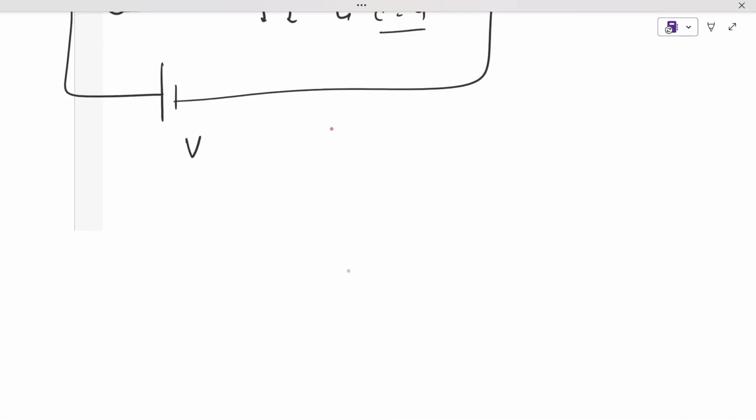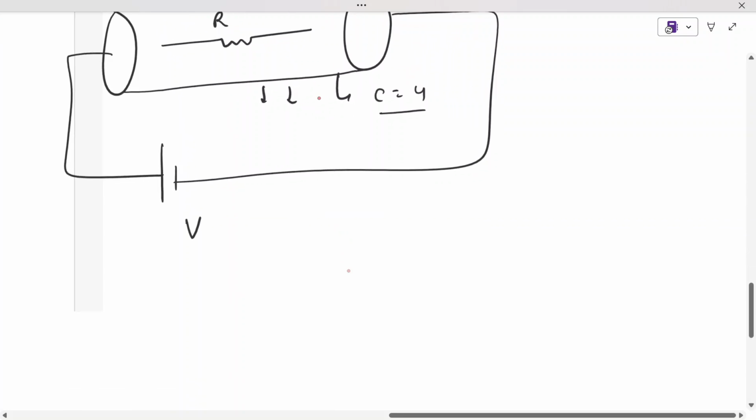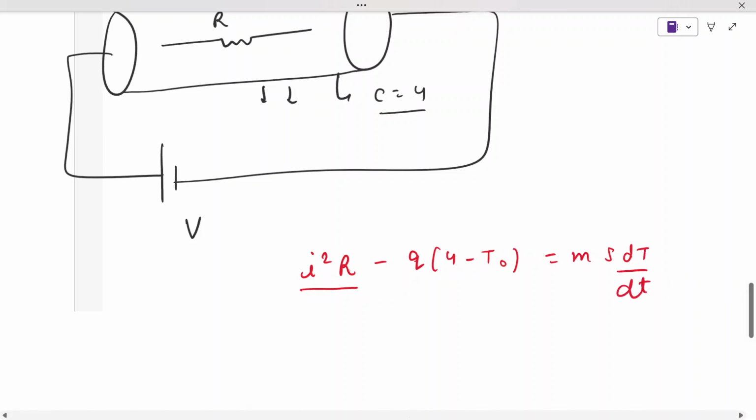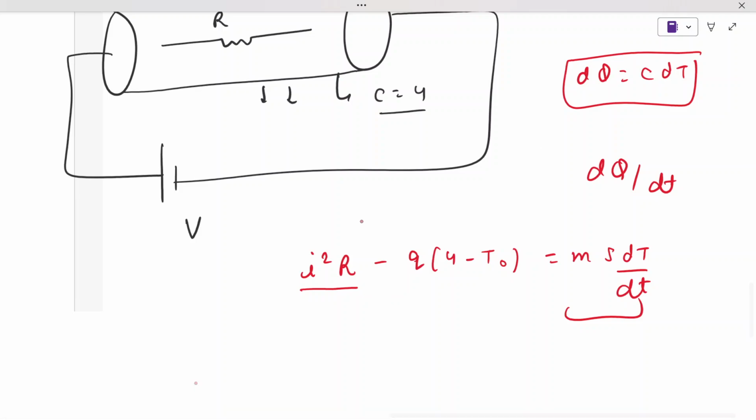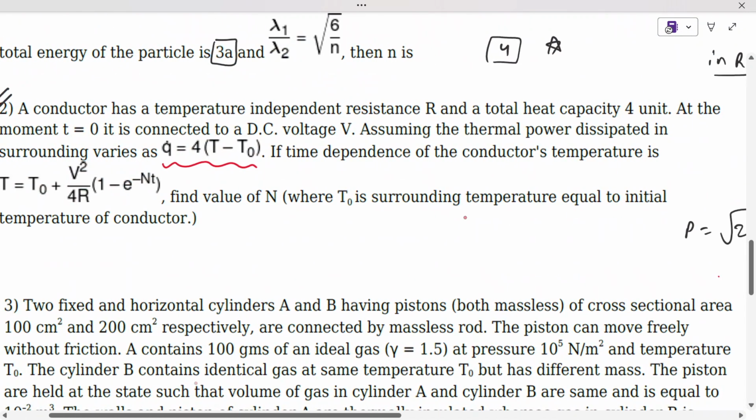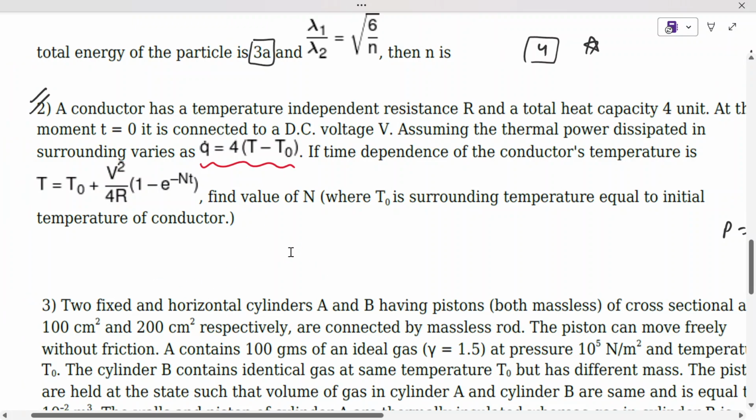What I know is the heat emitted by this rod is I square R, and the heat lost to the surroundings is q into (T minus T naught). That is equal to C dT by dt, because this is dQ by dt. So I square R is the power, and this is the thermal power dissipated in the surrounding.